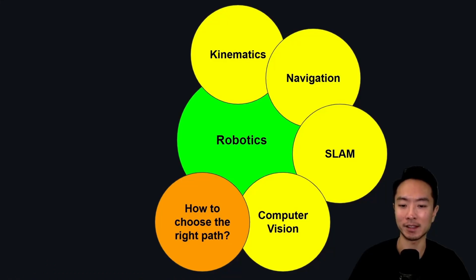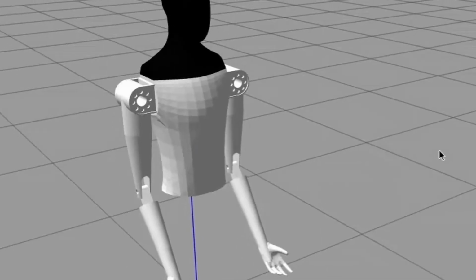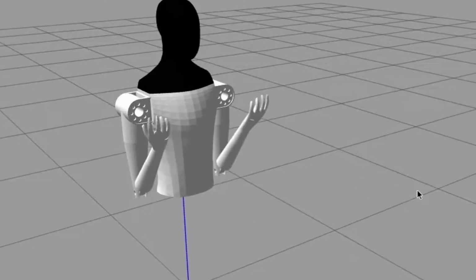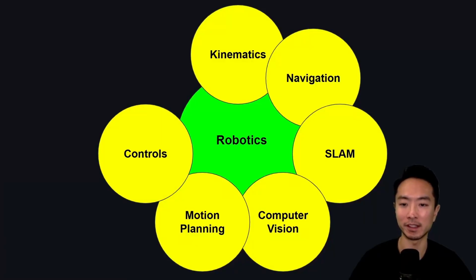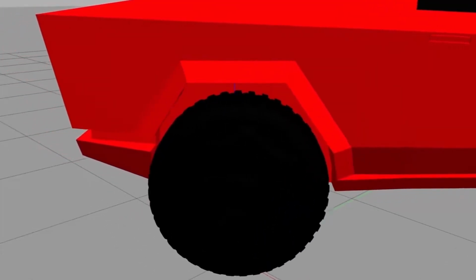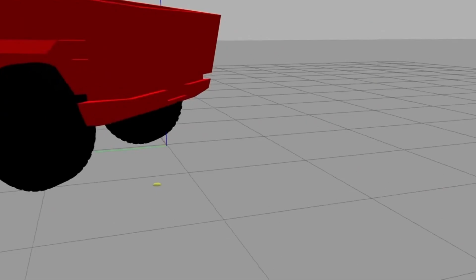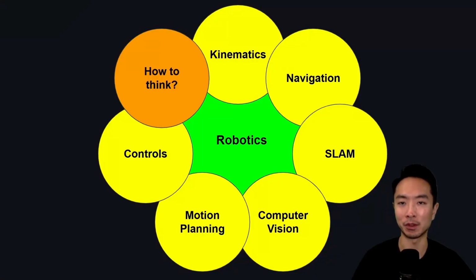Another question we may ask is how to choose the right path. This is a study of motion planning. This example here that you see is a Tesla bot doing some air curls. And we also have the question how to move something precisely. This is a study of controls. Here you can see we're implementing a controller to allow us to rotate the wheels of the Cybertruck. Last thing we ask is how to think. This is what AI and machine learning helps us with.